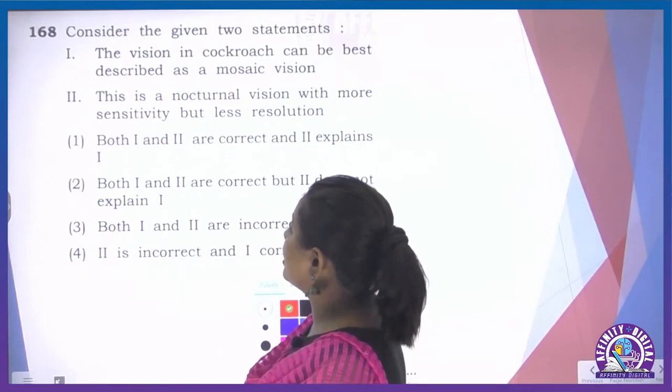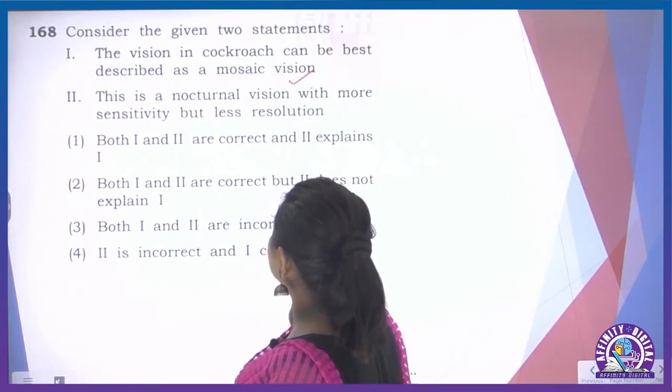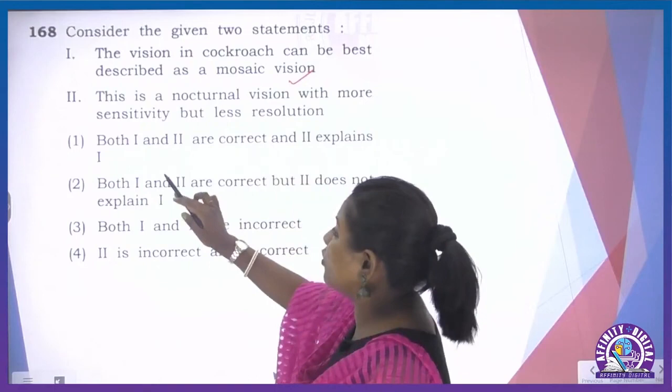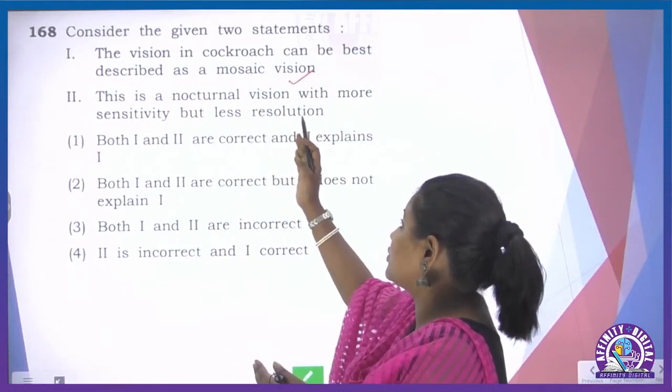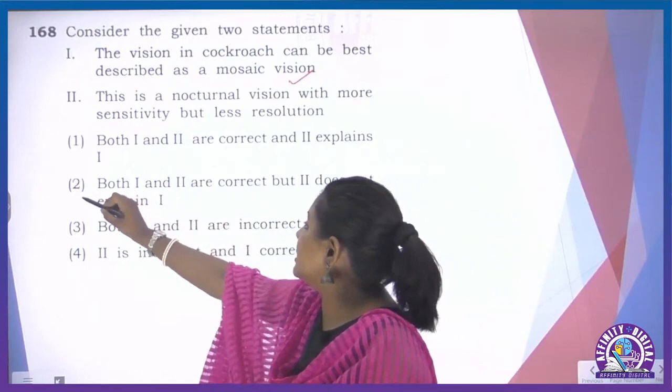So question number 168, consider the given two statements. The vision in the cockroach can be best described as the mosaic vision, that is true. Statement number 2, this is a nocturnal vision with more sensitivity but less resolution. Here a type of assertion reasoning is asked. If we insert 'because' in between, then the entire statement will make no sense. For example, the vision in cockroach can be best described as mosaic vision because this is a nocturnal vision with more sensitivity but less resolution. One is not explaining the other, although both of them are correct. So this will be both 1 and 2 are correct, but 2 doesn't explain statement 1.